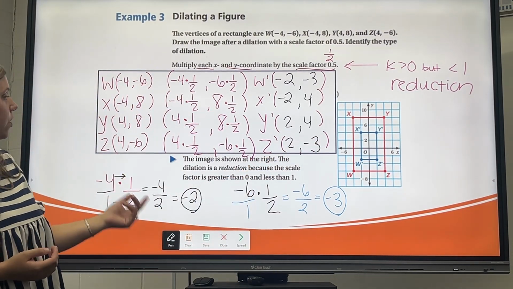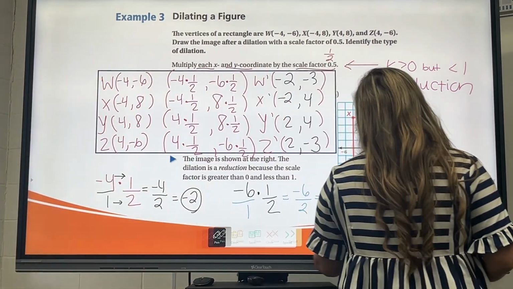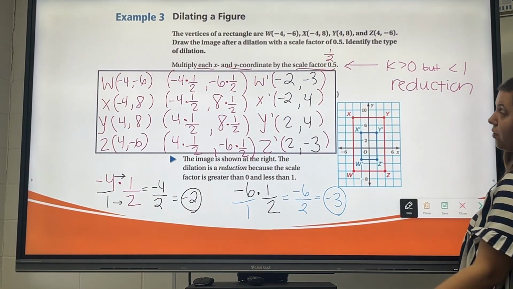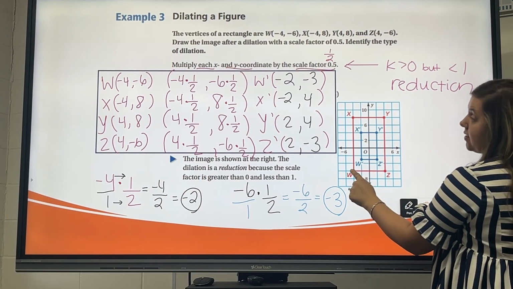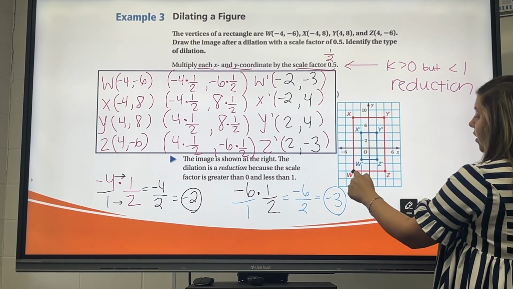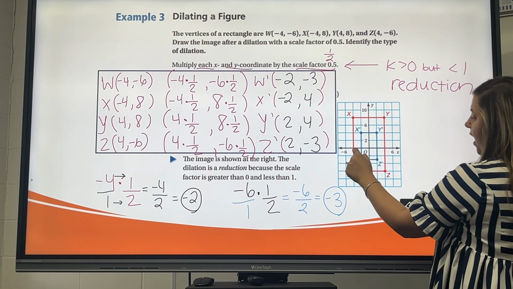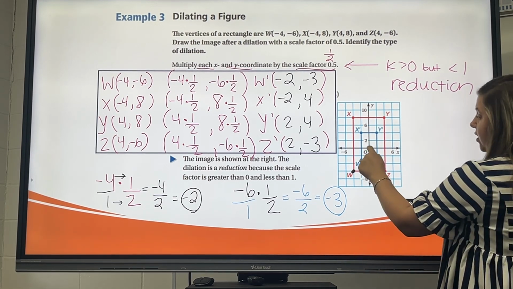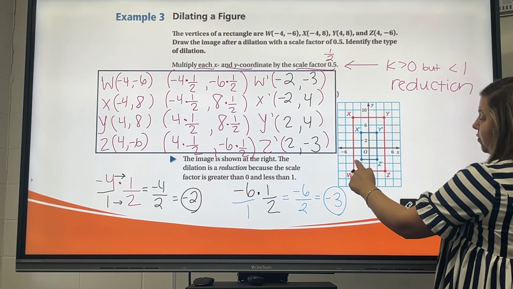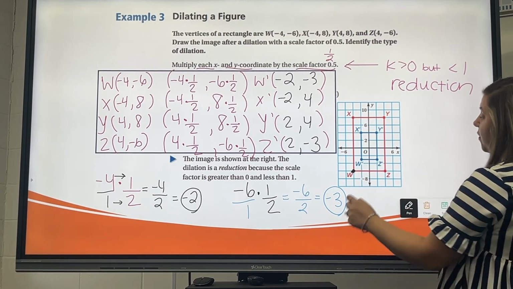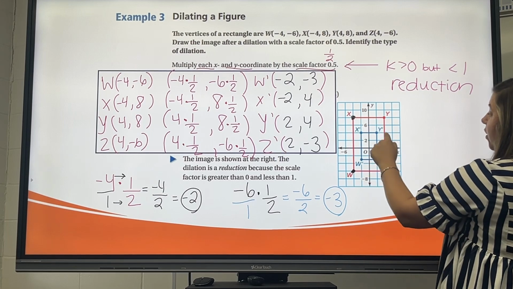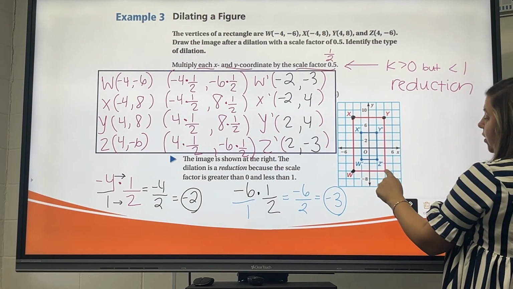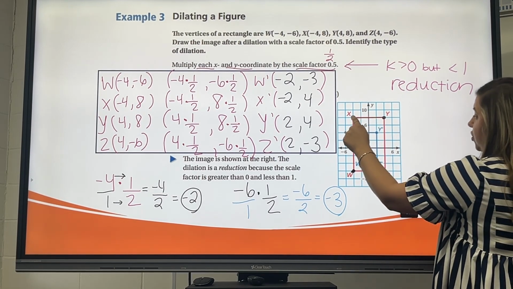So we take a look at those original points versus the new ones. The original ones are here. So W is that -4, -6. Each of these lines represents 2. It's counting 2, 4, 6, 8, 2, 4, 6, 8. Then we've got -4, 8, then 4, 8, and then 4, -6. Those are the original ones.